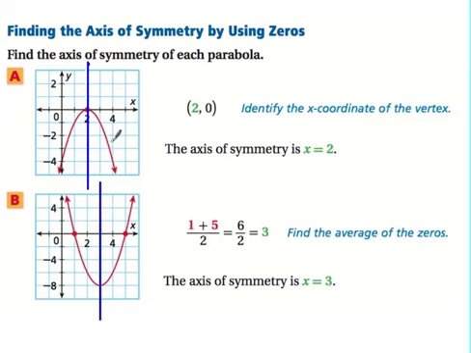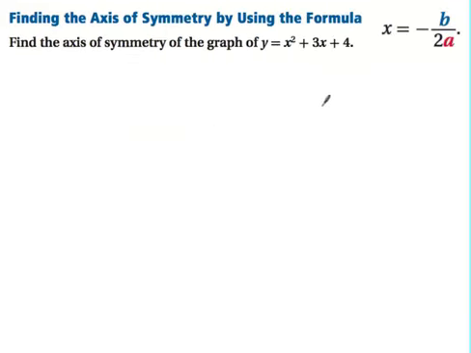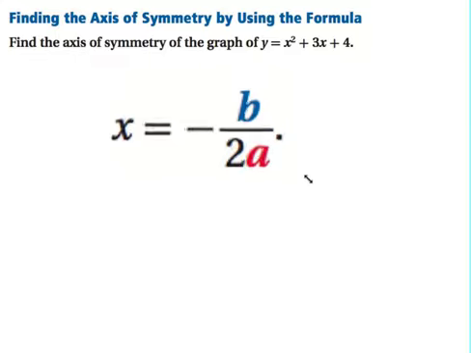Now sometimes we don't have the graph available to us to find the axis of symmetry. So whenever that happens and you don't have the graph to find the axis of symmetry, we have to use a formula. And here's how the formula looks. This is the formula to find the axis of symmetry. The formula is x equals negative b divided by 2a. This formula is very, very important because sometimes we don't have the graph available for us, and so this formula becomes very handy when we're trying to find the axis of symmetry.